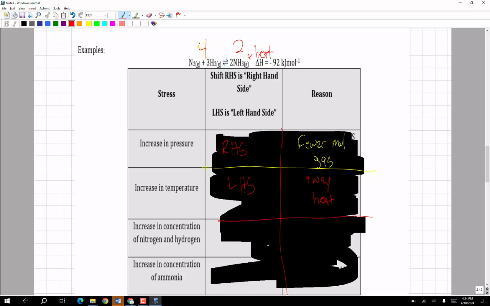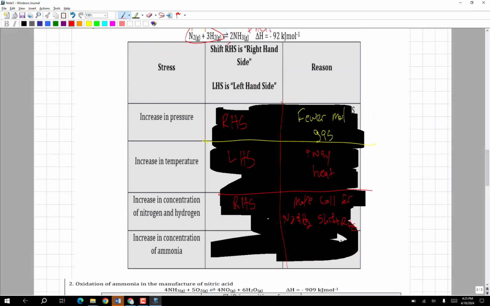Increase in concentration of nitrogen and hydrogen. That's going to shift, adding shifts away, right-hand side. More collisions for N2 and H2, shift right-hand side. Increased concentration of ammonia. There's ammonia. Adding shifts away. So it's going to shift to the left-hand side. And why? More NH3 collisions.